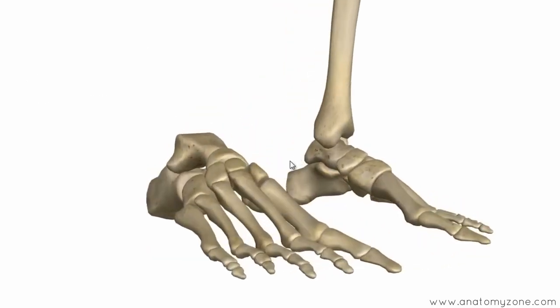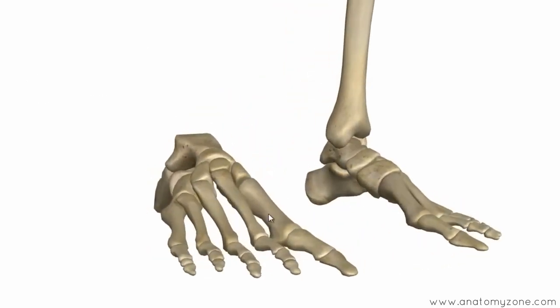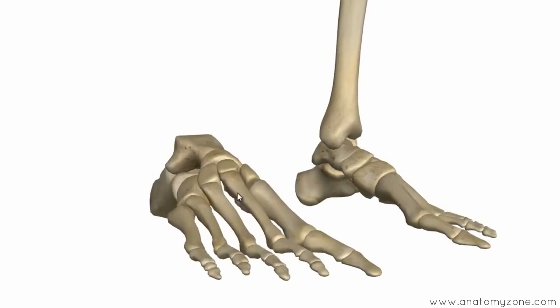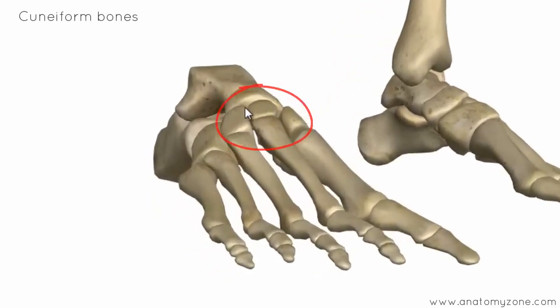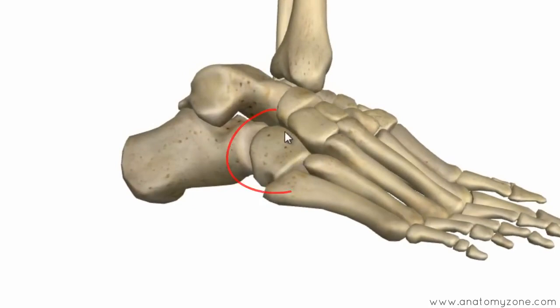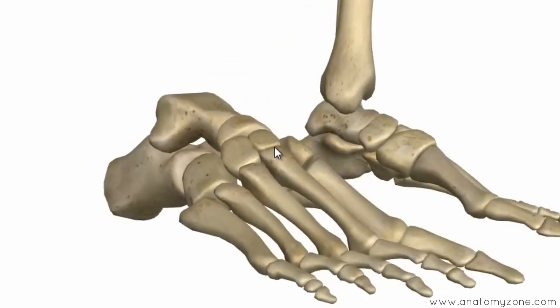The distal row, you've got 4 bones. The distal row are the bones of the foot which articulate with the metatarsals. So you've got the cuneiform bones, which are these 3 bones here. You've got a medial, an intermediate and a lateral cuneiform bone which articulate with the 1st to 3rd metatarsals. And then you've got this bone here, which is the cuboid bone, sitting laterally, and this articulates with the lateral 2 metatarsals.